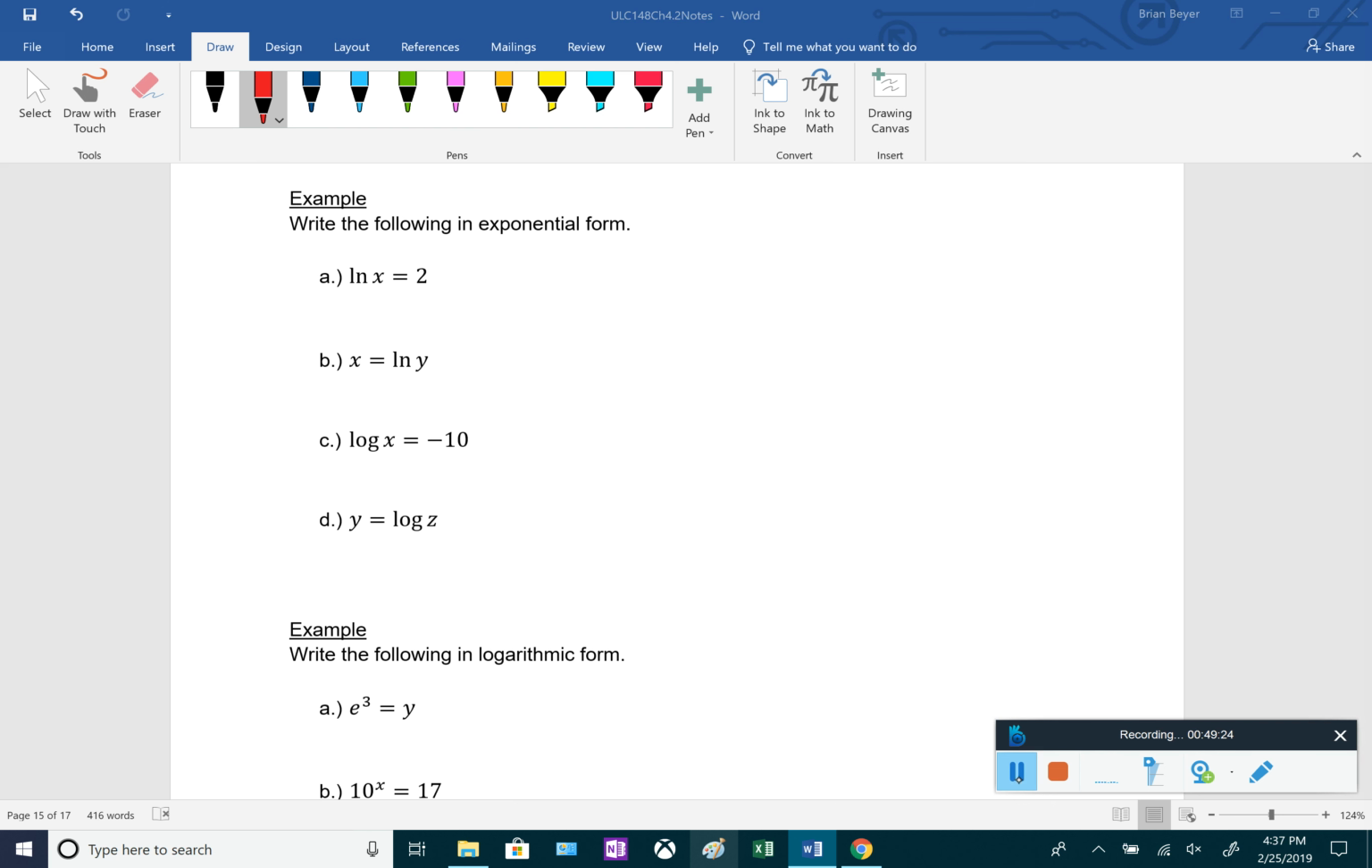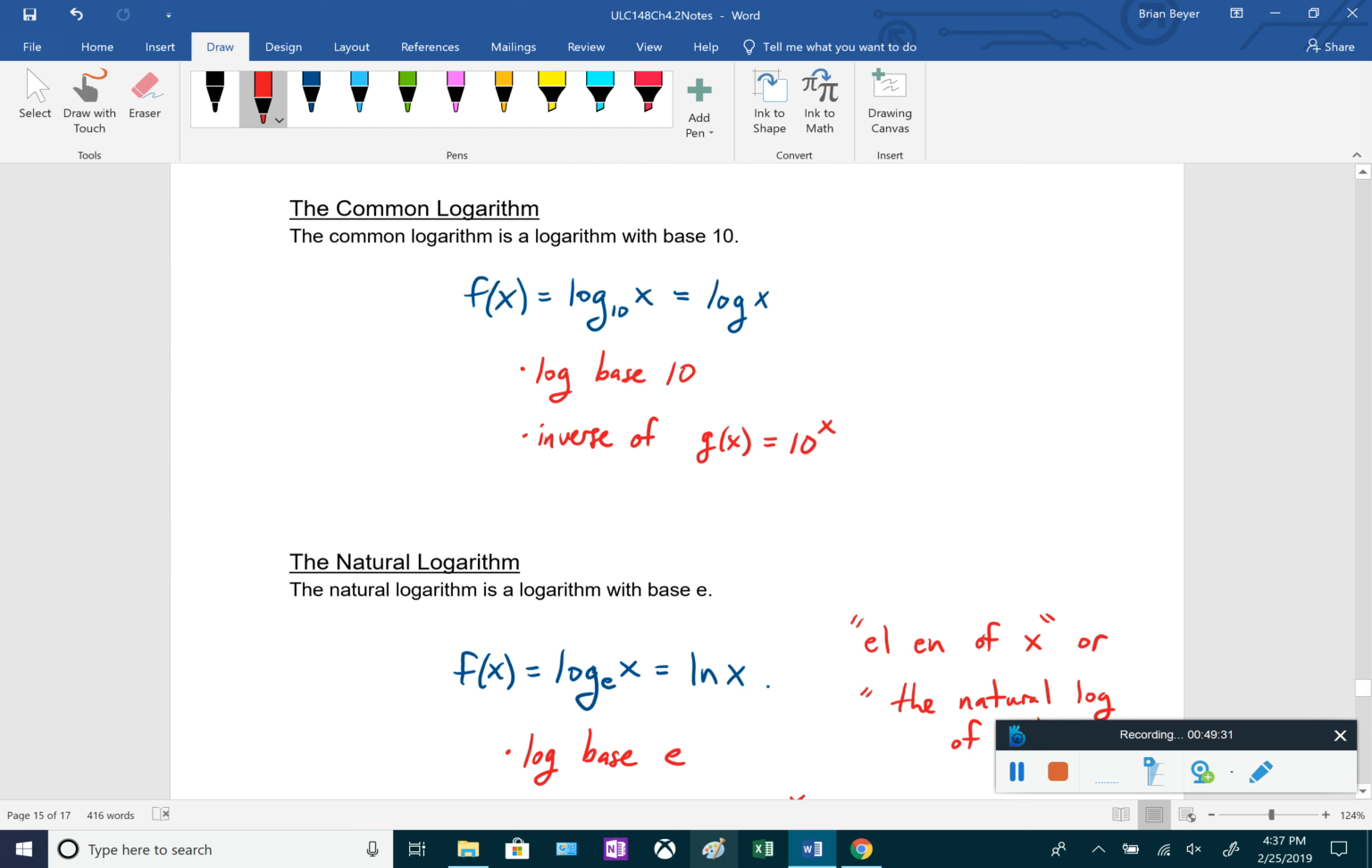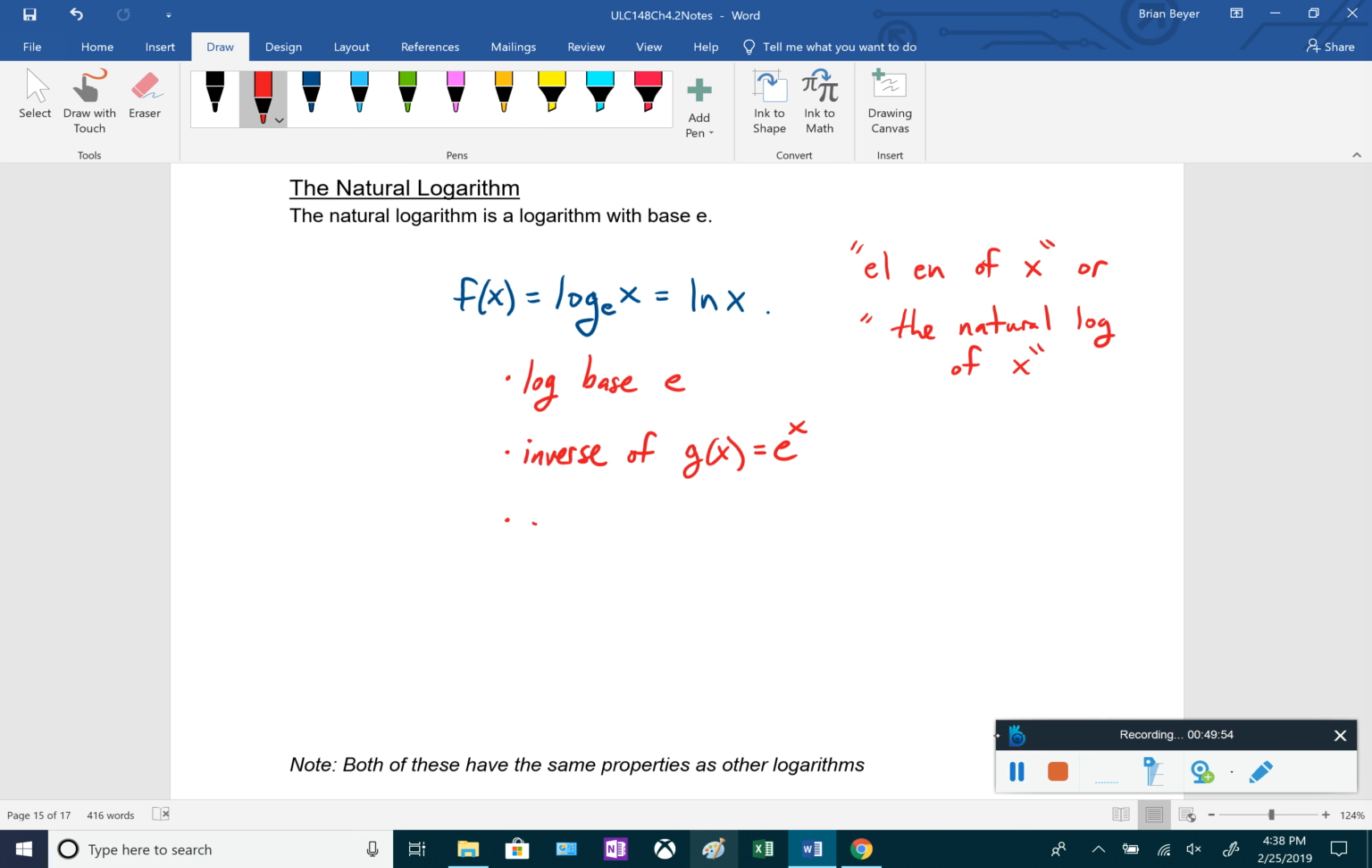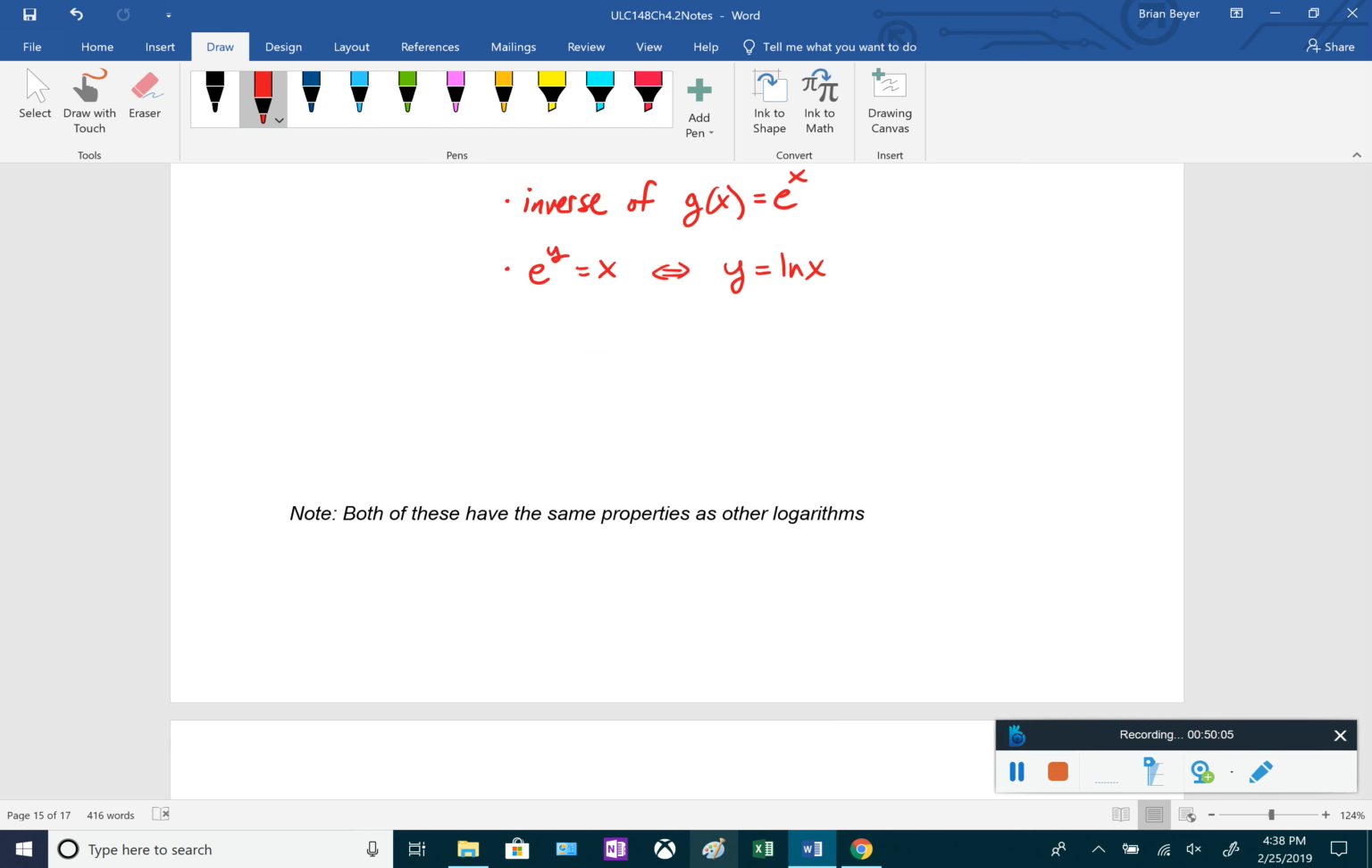So I'm going to write down the conversions back here on this page. For the common log, converting between logarithmic and exponential form, that means 10 to the y equals x in exponential form is going to be the same as y equals log of x. So it's y equals log base 10 of x, but we don't have to write the base 10. For the natural log, that means that if we have e to the y equals x, base e, that's the same as y equals the ln of x. Y equals log base e of x.